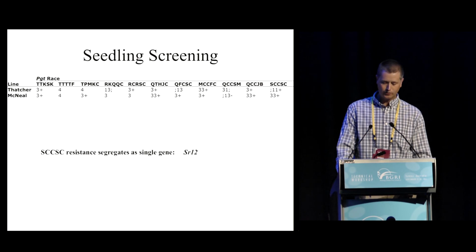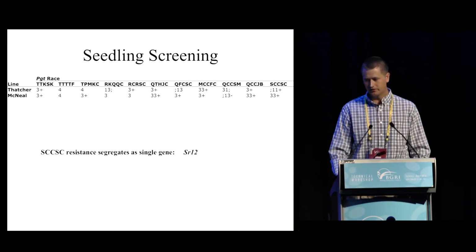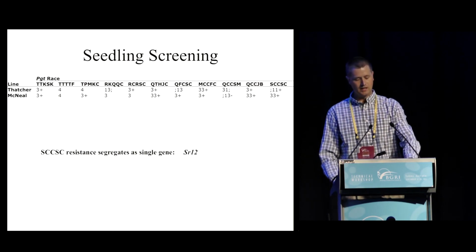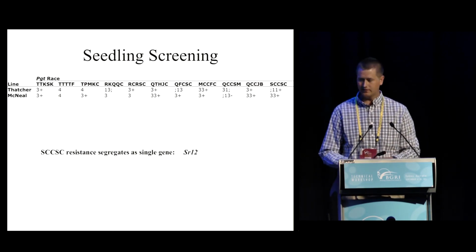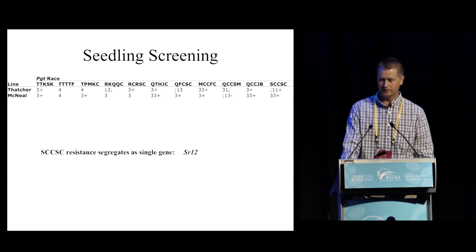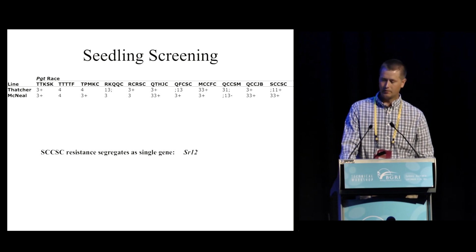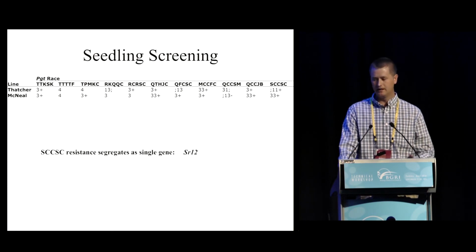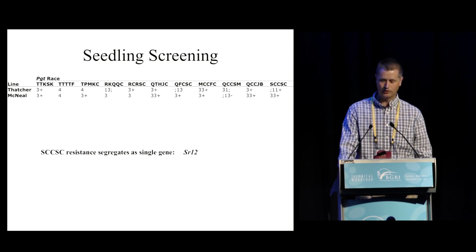First of all, we screened the parents at the seedling stage, and you can see to a number of races both parents are susceptible. However, there are a few races like the race SCC-SC where Thatcher is clearly seedling resistant. So we assessed the response of the entire population to race SCC-SC and found that the resistance segregates as a single gene, and that is likely the gene SR12. We included the SR12 gene in our map with the other markers using the SCC-SC data.